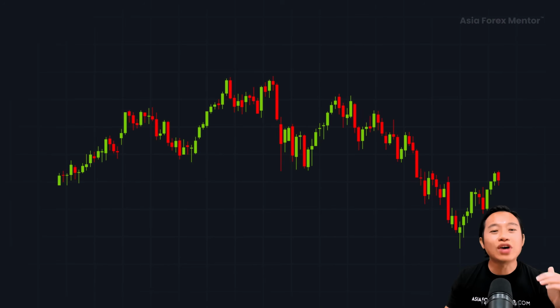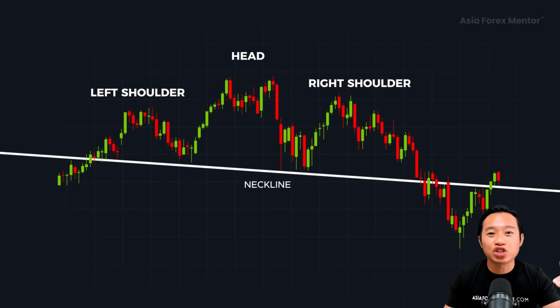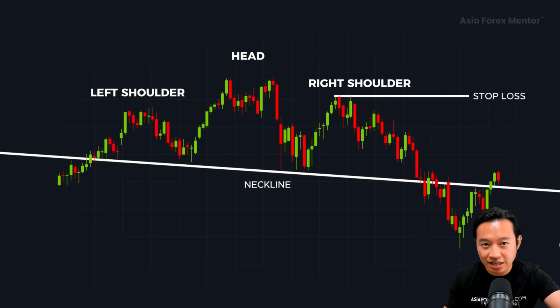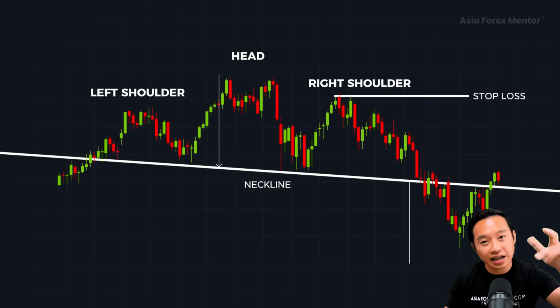Number 3, once you identify the head and shoulders pattern, that's where you're going to set the neckline. And the normal way of entering is to place your stop loss where? Just above the right shoulder, the highest point, right? That's where you can do the default pattern and aim for a 1:1 distance from the neckline to the head and the neckline downwards.